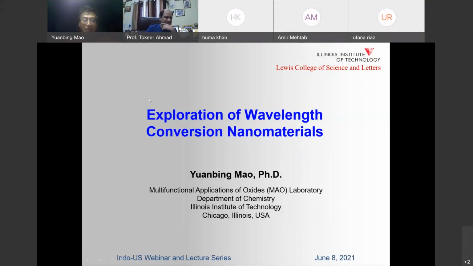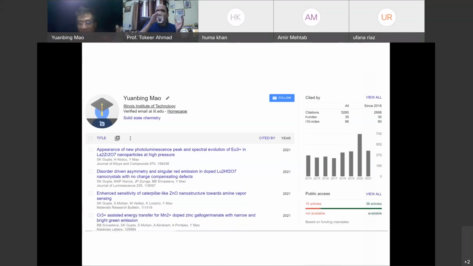So today I'm going to talk about the exploration of wavelength conversion nanomaterials. You will see what wavelength conversion is about, and I will also introduce several types of wavelength conversion nanomaterials, and briefly connect this type of nanomaterials to their applications, so you will get a full picture of it. So let's start.